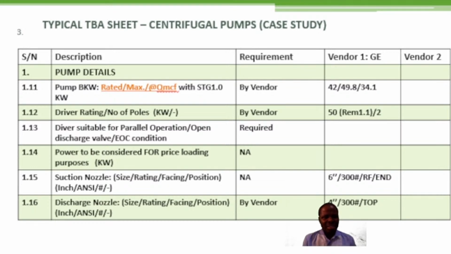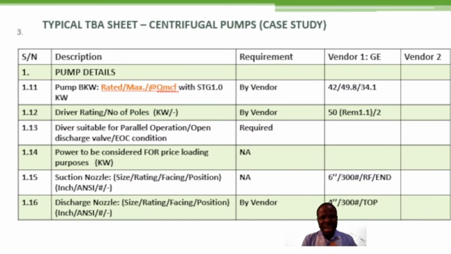Now, the next thing, of course, for centrifugal pumps, because that is the reference equipment we are looking at for today, is the pump BKW. The pump BKW, of course, the vendor has to supply you the rated BKW, the maximum BKW, and the BKW at the minimum continuous flow with specific gravity, say 1.0.